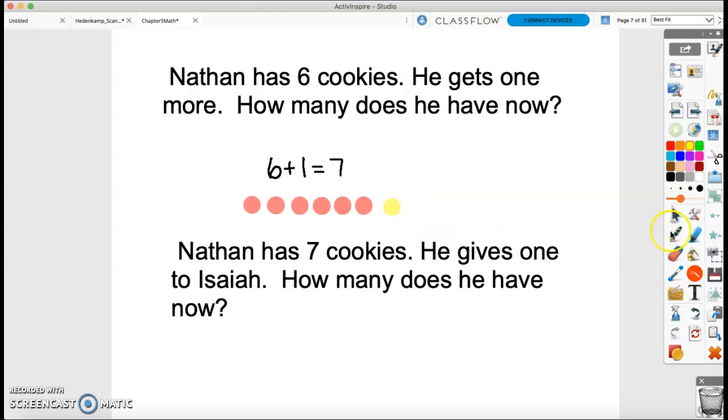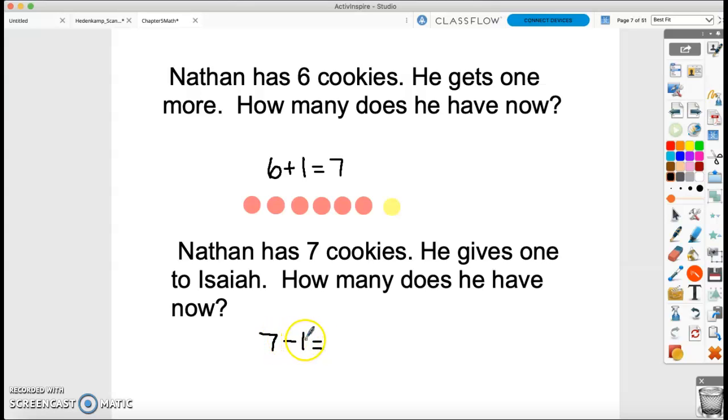Awesome. Let's read this one. It says, Nathan has 7 cookies. He gives 1 to Isaiah. How many does he have now? So let's go ahead and write the number sentence for that one. Nathan has 7 cookies. He gives 1 away. That means we're going to subtract off 1 that he gave to Isaiah. So how many does he have now?